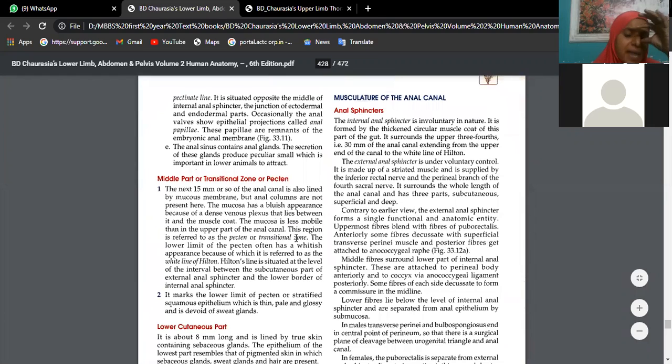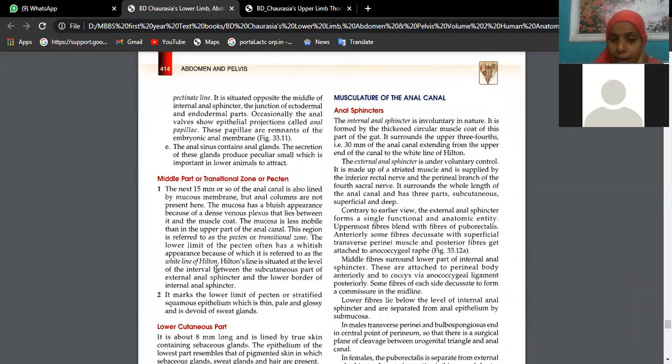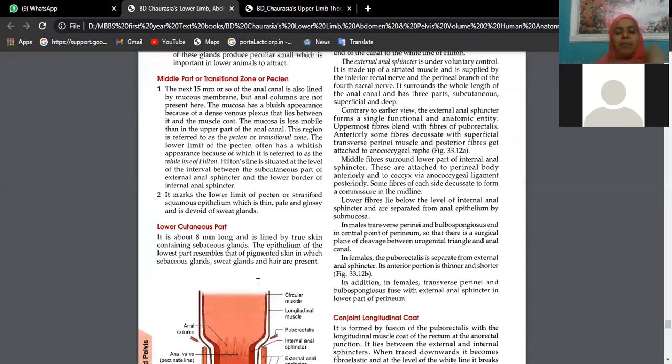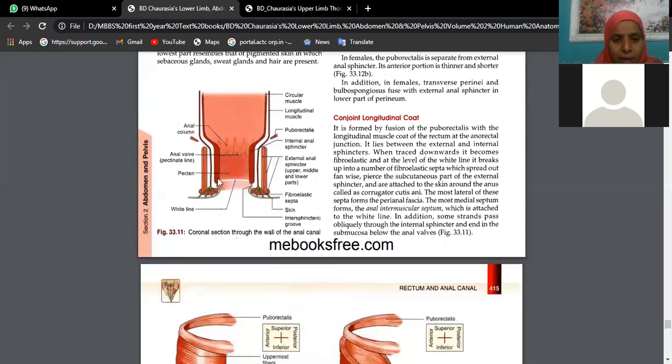The upper part is lined by columnar epithelium, and the middle part also has columnar epithelium, and the lower part of the epithelium gradually becomes like true skin, because I told you we have the mucocutaneous junction at the white line of Hilton. Stratified squamous epithelium we generally find in the skin, and below the white line of Hilton we have all true skin, covered with hair, sebaceous glands which always keep it oily, and sweat glands, isn't it?